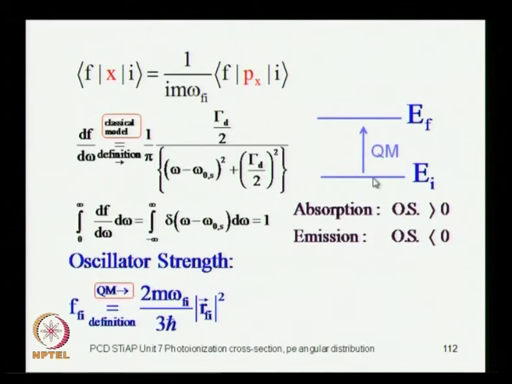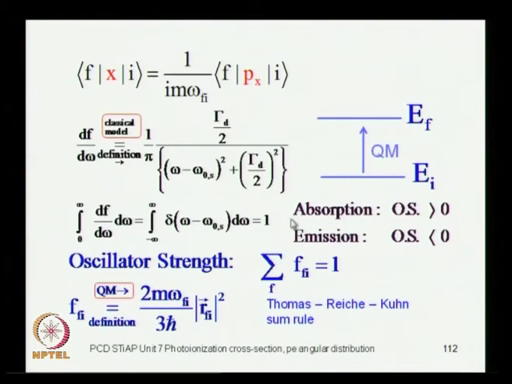So, this can be either positive or negative depending on whether you are talking about absorption or emission, right. So, the oscillator strength can be either greater than 0 or less than 0, which allows for whether you are talking about absorption or emission.